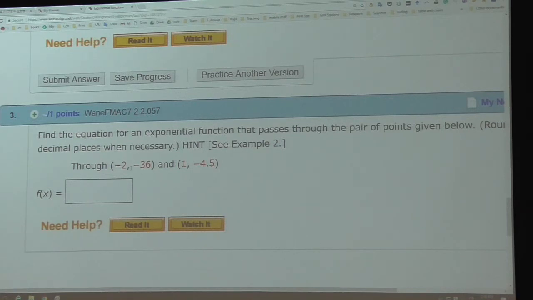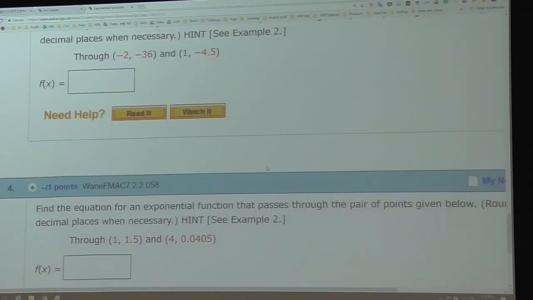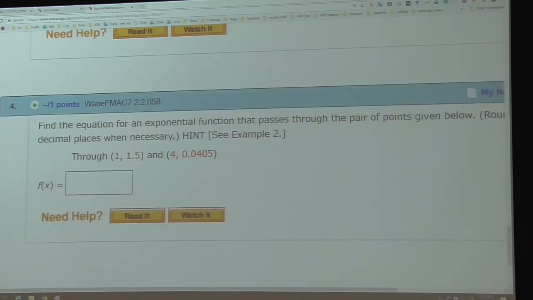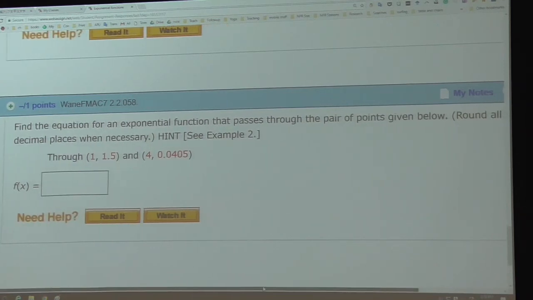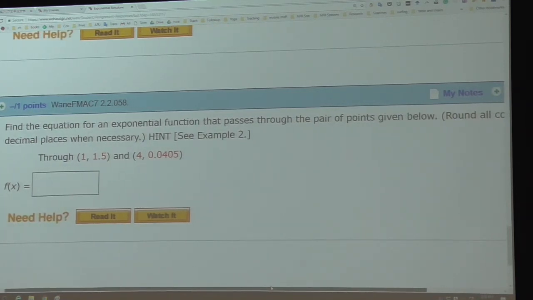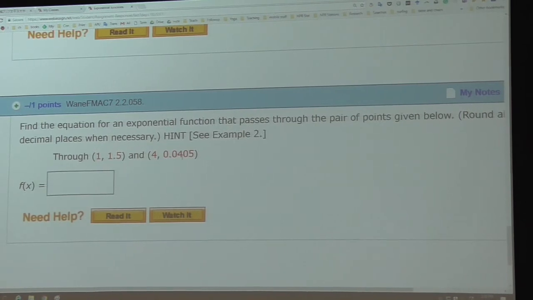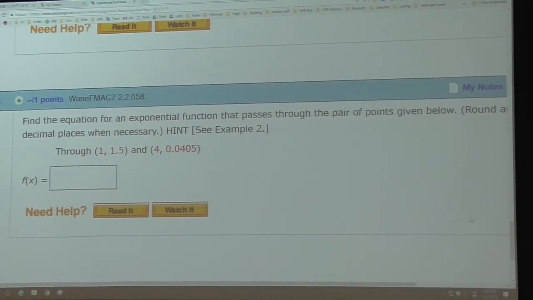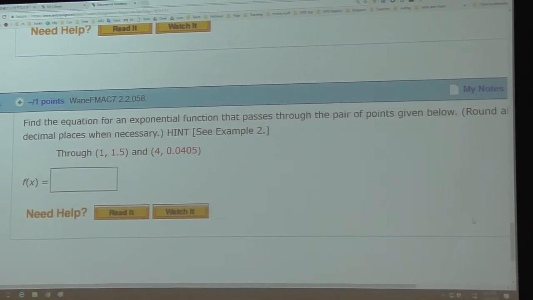So the point is, if you have just one point, there are going to be many solutions for a and b. But when you have two, you're probably going to have just one possible pair a, b that will work. Okay, next one. Find the equation of the exponential function that passes through the pair of points given below. It's the same process again. Any questions about those?